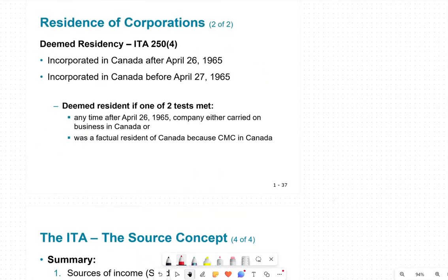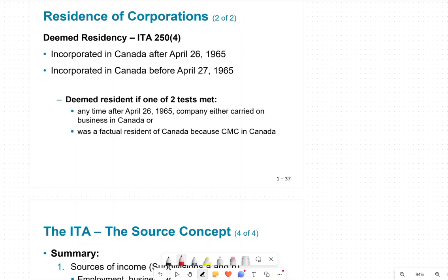So now what happens in this case, deemed residency of a corporation. This goes under ITA 250. For a corporation to be a deemed resident, one of two tests must be met. The first one: anytime after April 26, 1965, the company either carried on a business in Canada. If you carried on a business in Canada, you meet the criteria of residency for the corporation.